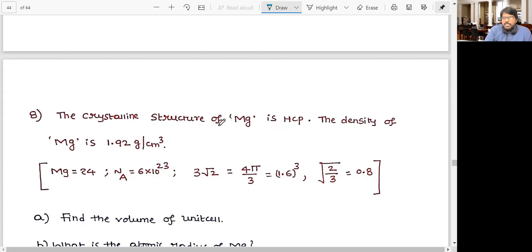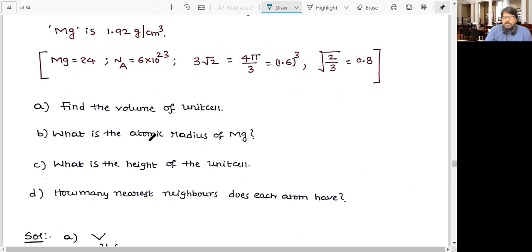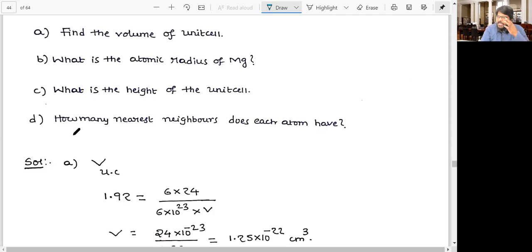And the crystalline structure of magnesium is HCP. And the density of magnesium, of course, it's not a new model, because he gave Avogadro number and atomic mass values. Find the volume of the unit cell. Density is given, volume he is asking. Direct formula substitution. If you know the volume, from that you can find the atomic radius. If you know the volume, you can find the height of the hexagon also. How many nearest neighbors does each atom have? Coordination number he's asking. Coordination number is 12.